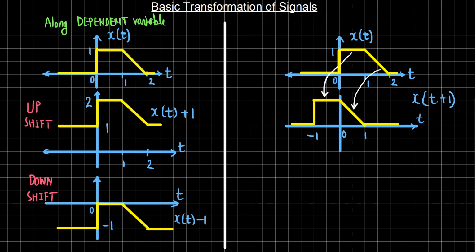Therefore, we may say that the signal is being advanced by 1 unit. In order to indicate that, we represent that as x of t plus 1. This indicates that the signal has been advanced by 1 unit. As we may see, this signal is obtained from the signal a position higher in the original signal.